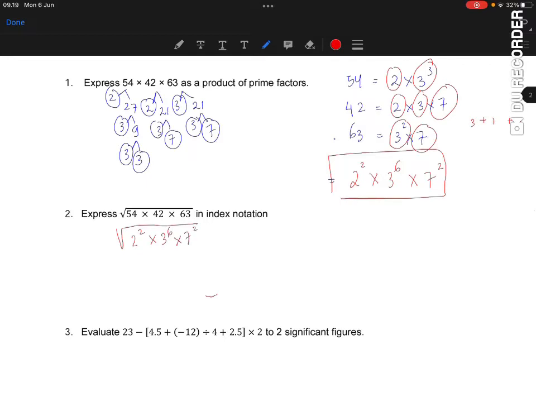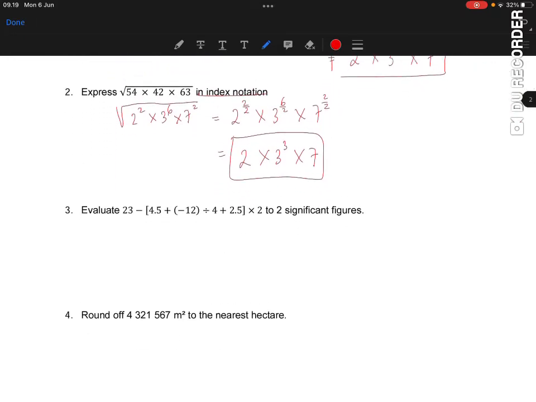If you have a square root, it means if you want to erase the square root sign, you just need to divide your power by 2. So 2 square divide by 2, 3 power by 6 divide by 2, 7 power by 2 divide by 2. So the final answer, you will have 2 powered by 1 or just leave it as 2, multiply 3 powered by 3, then 7 only. Finish. You need to leave it in index notations, right? You don't need to make it into a whole number, okay? So this one is already the final answer.